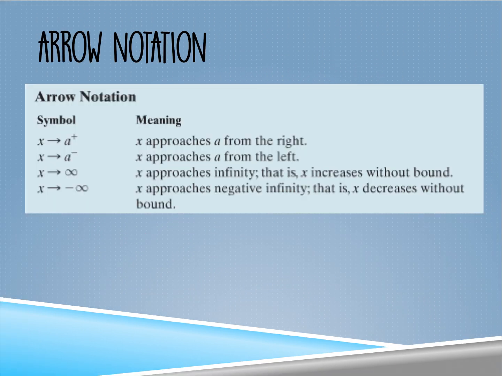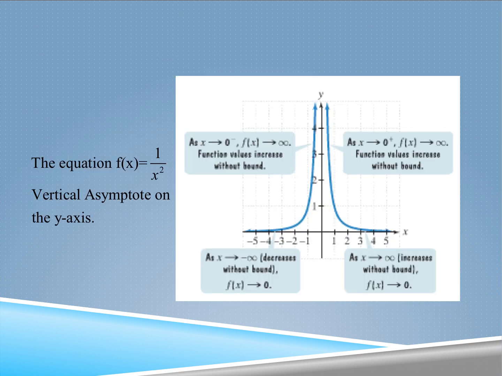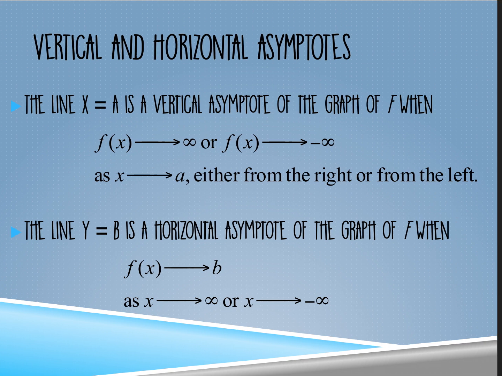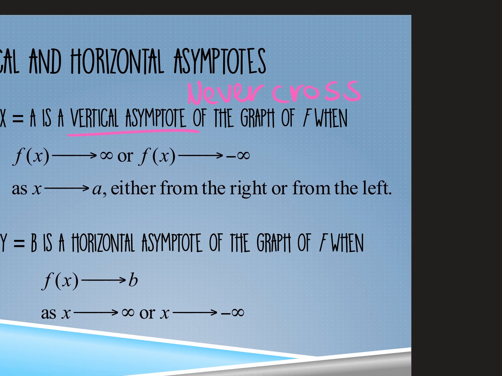For arrow notation, we're going to talk about it tomorrow when we graph these. Same with this. We'll talk about it tomorrow. On the next slide, this talks about vertical and horizontal asymptotes. Vertical asymptotes, we never cross vertical asymptotes. So we never cross the vertical asymptote.